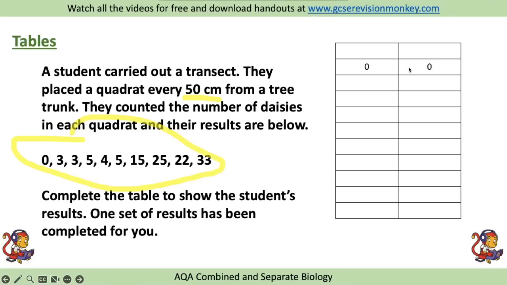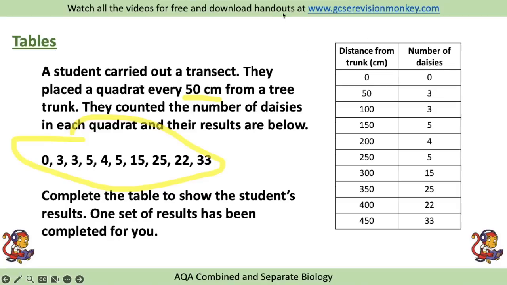Sometimes they'll complete the first result to give you a clue to put your headings in the table, and sometimes they don't, so look out for that. If they don't, you must make sure you've got the headings in. So you'd have to complete the table by writing in appropriate headings. It said they placed the quadrat different distances from the trunk, so let's call this distance from the trunk in centimetres, and they counted the number of daisies, so you put that in the right hand column, and you're going up in 50s as the question tells you. And in this column, you're just writing in the order that they've given you the results as they have collected them.